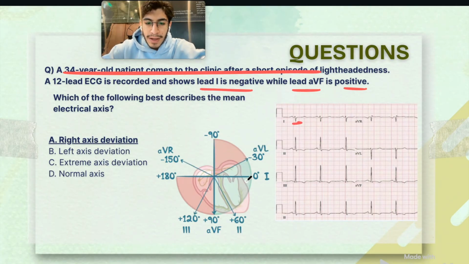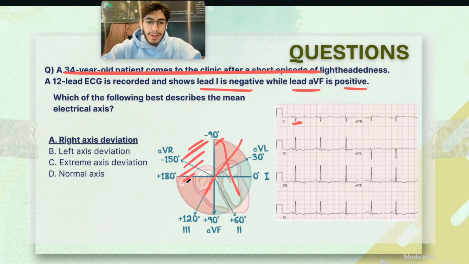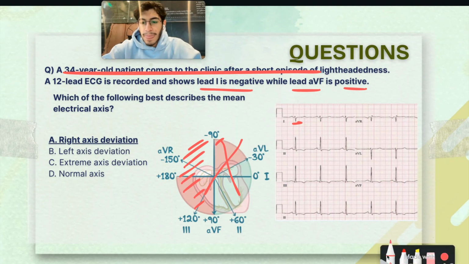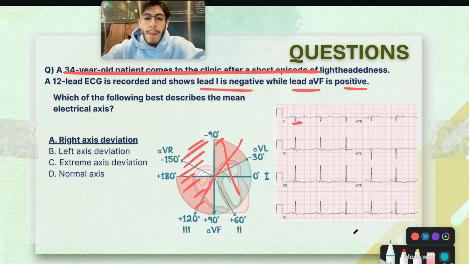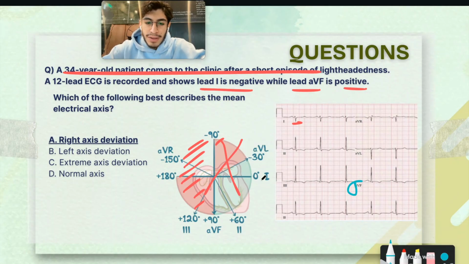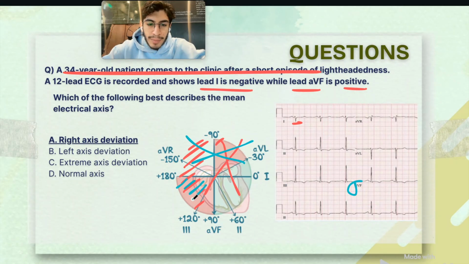So if lead 1 is negative, that means anything that's positive would be wrong. So this can't be. We're going to be looking at this side. Now let's look at the others. We can use each one to narrow it down, but the best one to narrow it down would be AVF. AVF is positive, so anything behind it would be wrong. So this is our overlap.